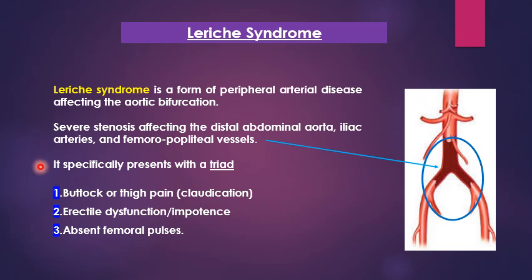It specifically presents with a triad of symptoms: pain in the buttocks or thigh, which is claudication pain, erectile dysfunction or impotence, and absence of femoral pulse. Okay, here you can see the obstruction here.